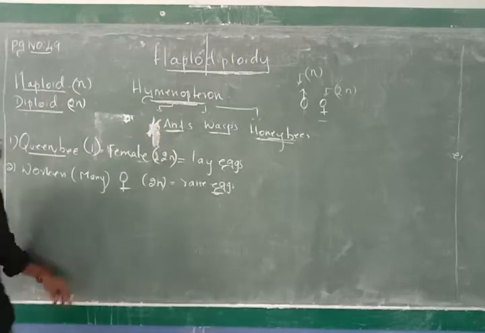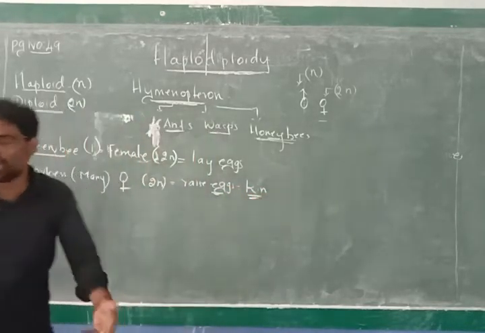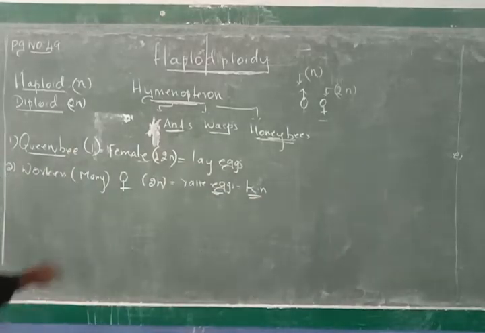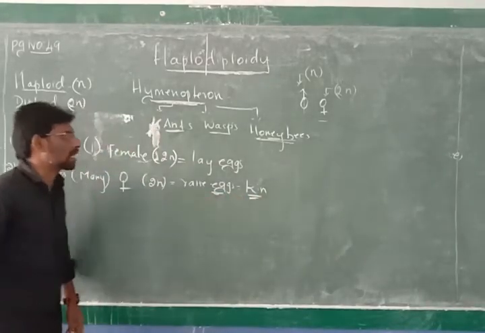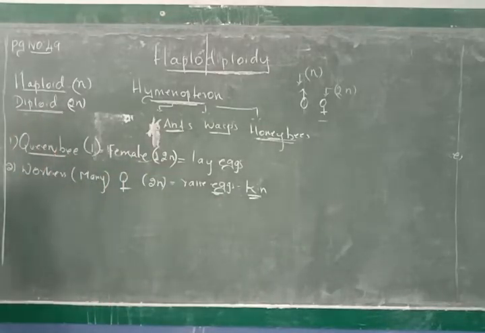So it is called kin selection. Kins. You know what kith and kin is, no? Kith and kin, your family relatives. So that means here it is going to do kin selection, in the sense it is going to nourish the eggs laid by the queen bee. This much clear? Right. And the third one is the drones.